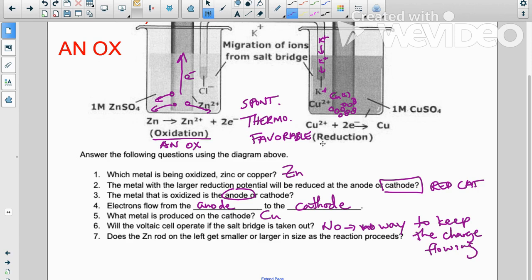Okay, charge cannot flow if we don't actually make the charge neutral so that the process can continue again. Does the zinc rod on the left get smaller or larger? Well, it gets smaller. Zinc from the electrode turns into zinc aqueous ion in solution. It dissolves into the solution, and the zinc electrode gets smaller.